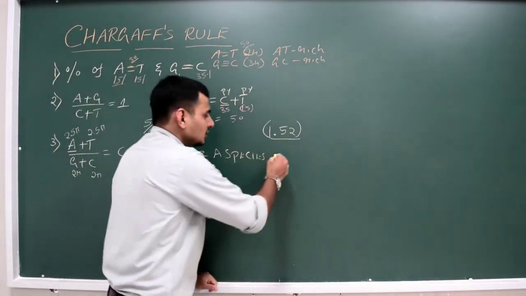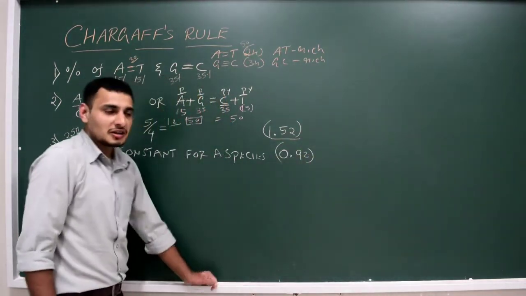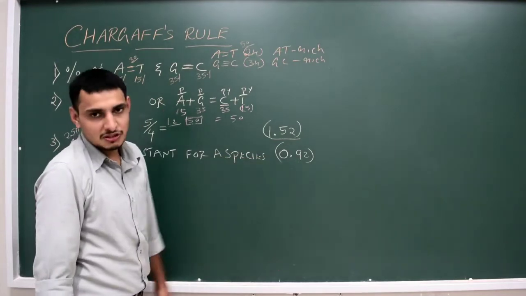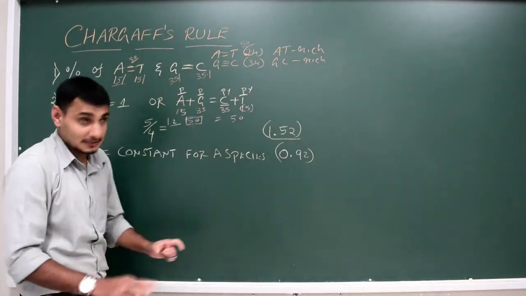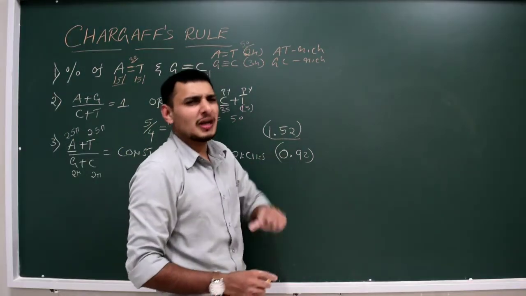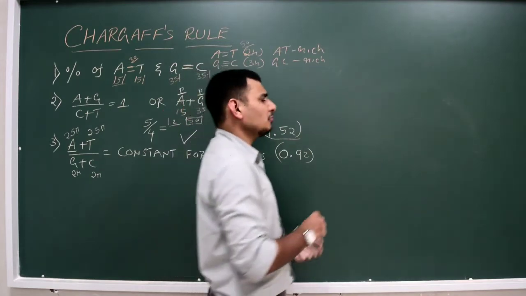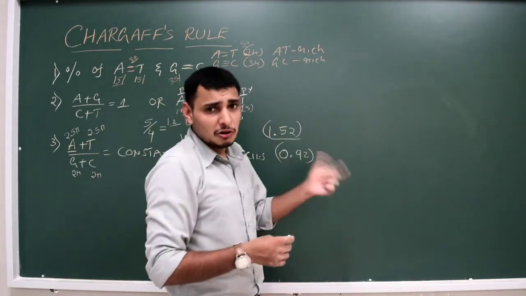For E. coli or Escherichia coli, which is a bacteria, lesser than human because the DNA is smaller compared to human DNA, correct? So it is smaller, 0.92. That's it. So this is all about Chargaff's rules. So we learned about it. Just focus on another small concept, which is not that important for your board examination, but for NEET could be asked. At least for knowledge you will learn it.